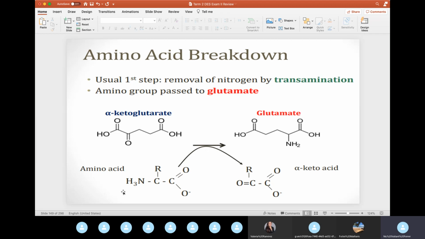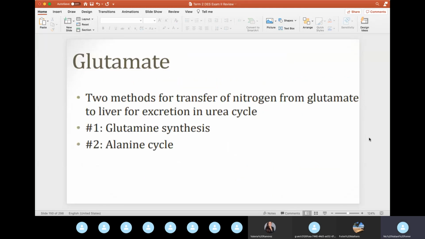So look here, the amino acid and the alpha ketoglutarate. You are removing the NH3. Where does it go? It goes to glutamate here. You're forming a bond here, NH3 bond. You are forming a ketone here in your alpha keto acid, the CO. So NH3 is gone. You are now forming an alpha keto acid. Where does the NH2 go? It goes to glutamate.